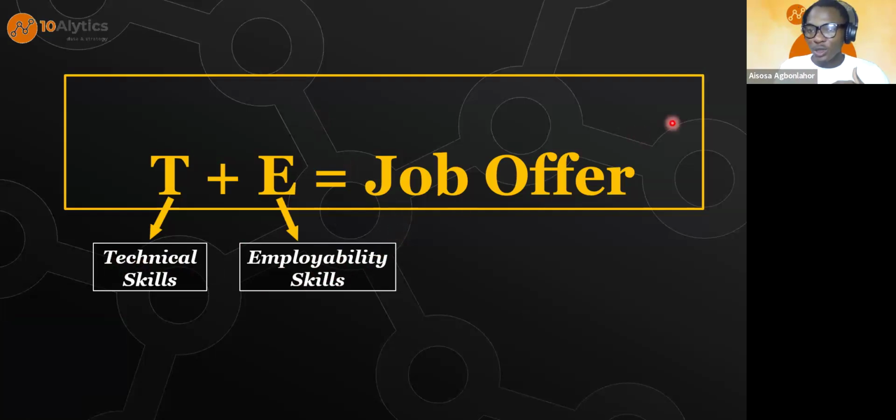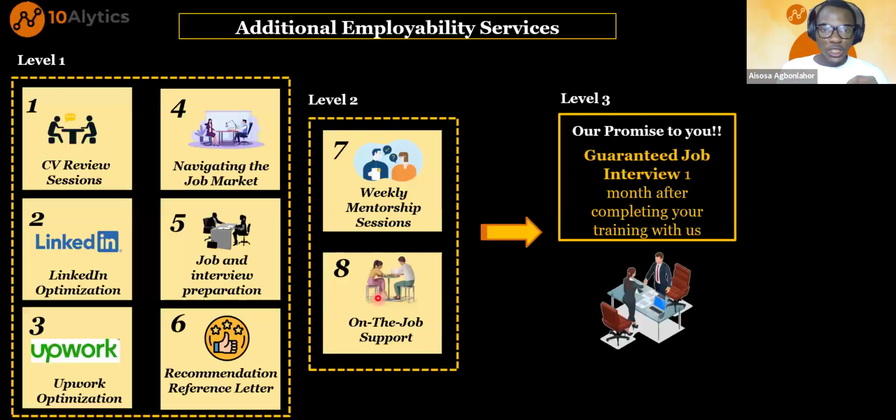Now, the employability skills, like I mentioned, are what we term the three-layered approach. What is this three-layered approach all about? It has been carefully worked on to ensure that you get the job, so that you're not just coming here to learn the skills, you are coming here to get the job. You're registering for the program to ensure that you land that job as a data analyst. That's what the approach has been geared to do. The first is that you get what we call your CV review sessions.